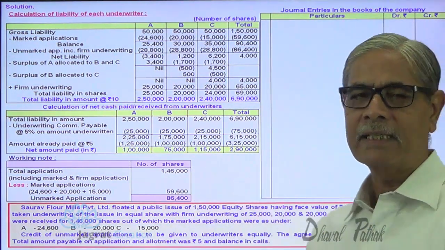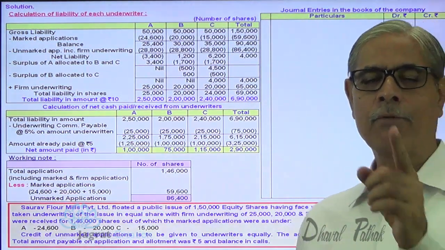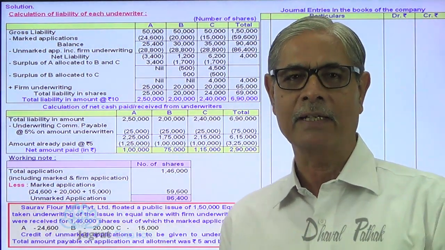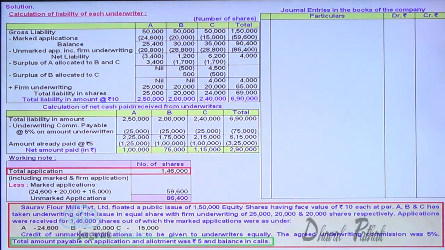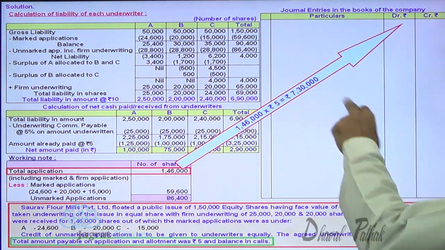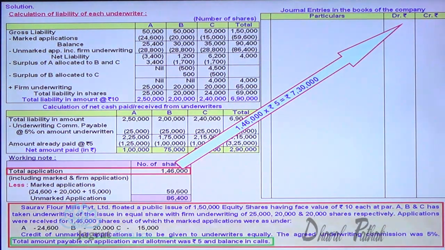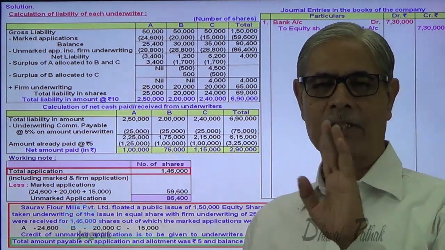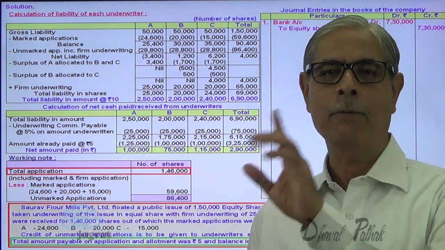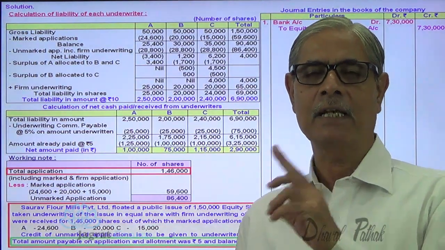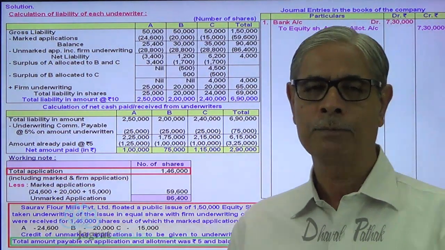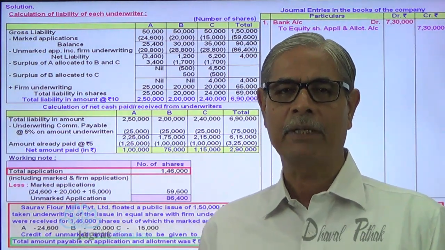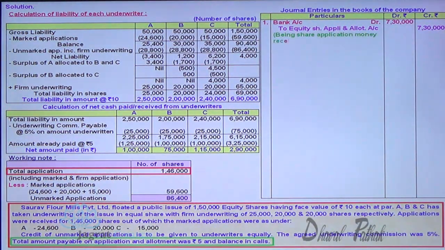Now, 1,46,000 applications are received. So 1,46,000 into 5 is the amount totally received at the time of application. So bank account debit, 1,46,000 into 5, 7,30,000. Bank account debit to equity share application and allotment account credit, 7,30,000. At the rate of ₹5 per share is to be received. So bank account debit to equity share application and allotment account credit, being share application money received.